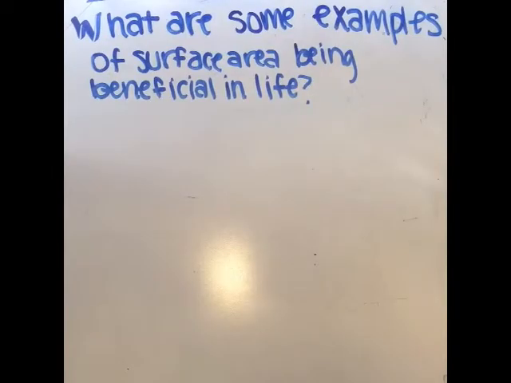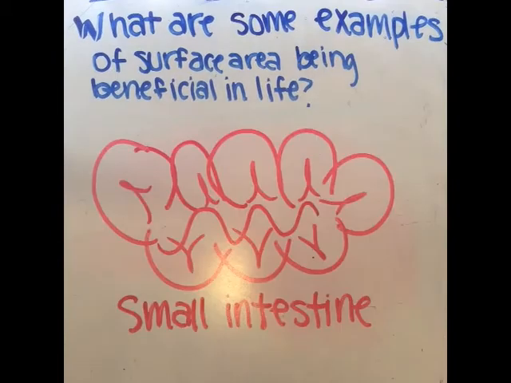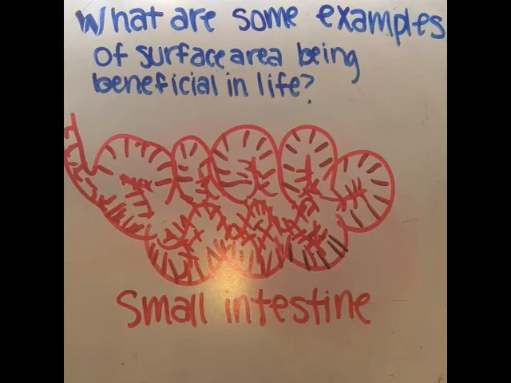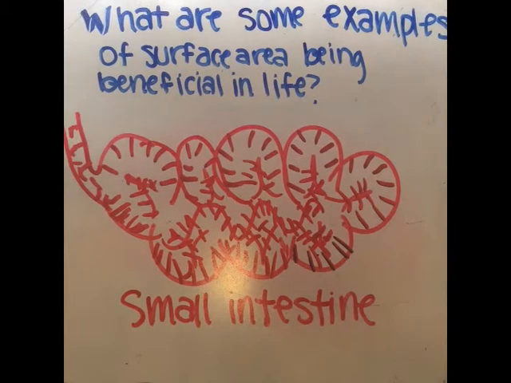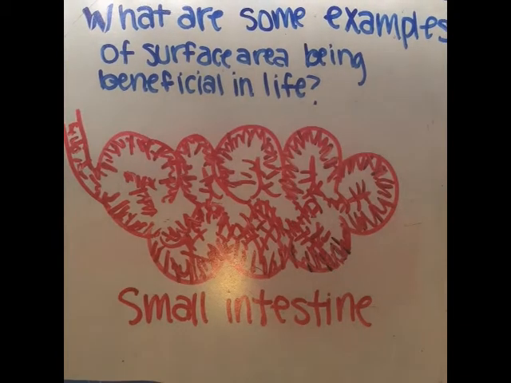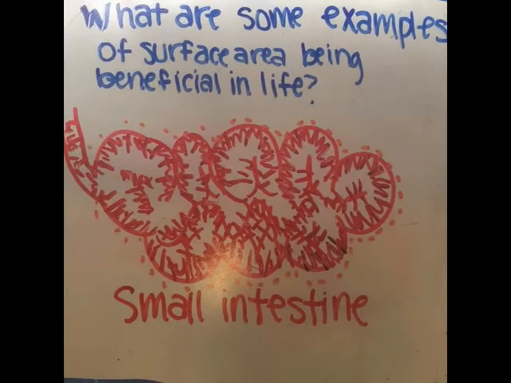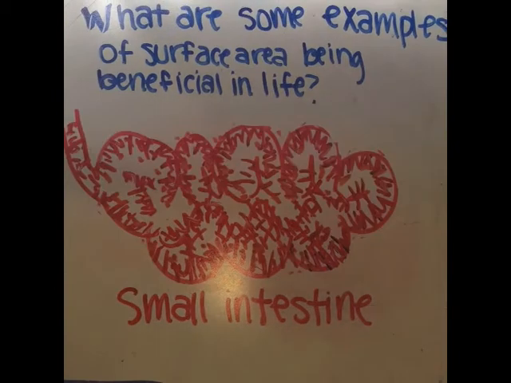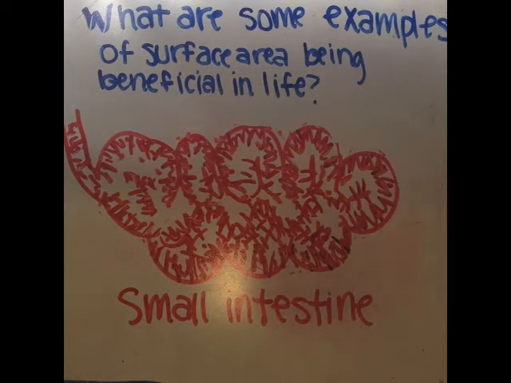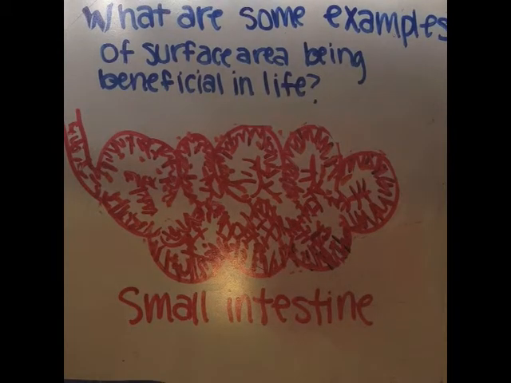What are some examples of surface area being beneficial in life and in our bodies? In our small intestines we have villi. What are villi? They coat the lining of our small intestine and are all folded up. They absorb, through diffusion, vital nutrients for the small intestine. Since they're so scrunched up, there can be more, which allows for more surface area. Therefore, the villi can absorb more nutrients and be more beneficial to the small intestine.